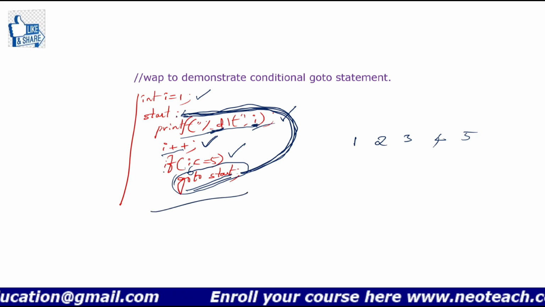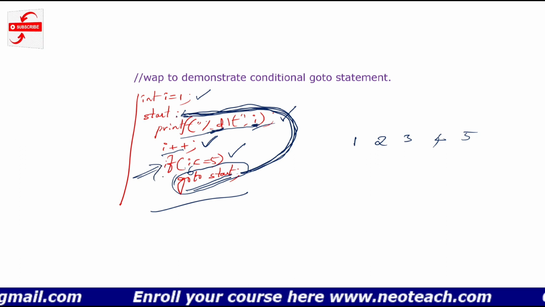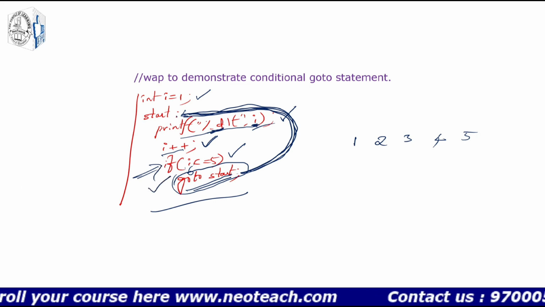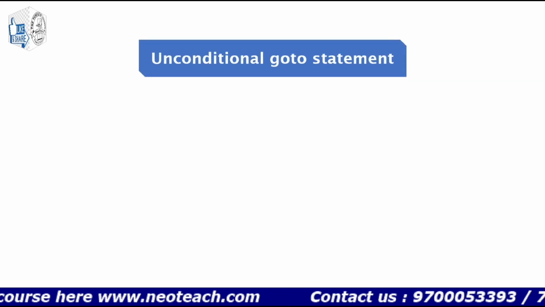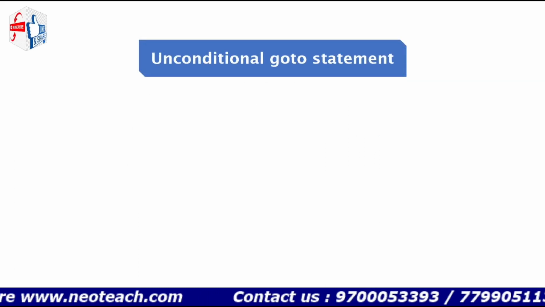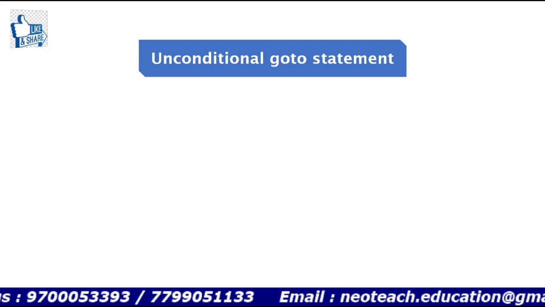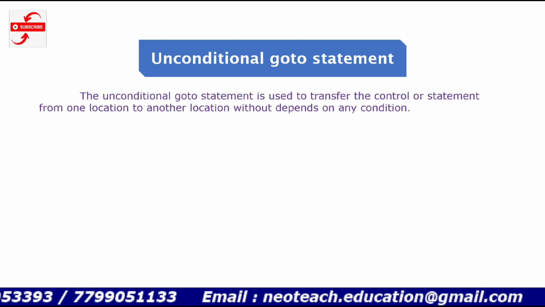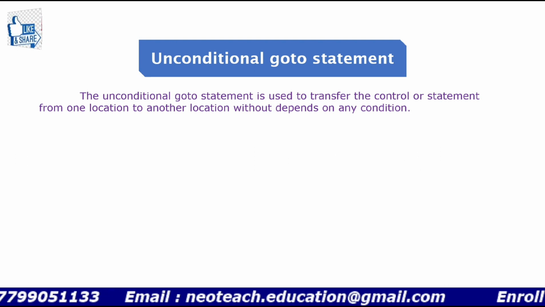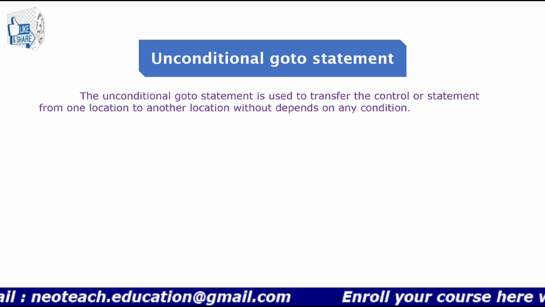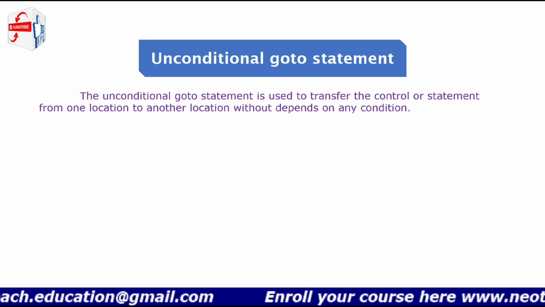So like this, depending on the particular condition, the goto is going to execute. This is called conditional goto. Now the second type is unconditional goto. What do we mean by unconditional goto? There is no condition. The goto statement works as usual without depending on any condition. That means unconditional goto is used to transfer the control from one location to another location without depending on any condition.